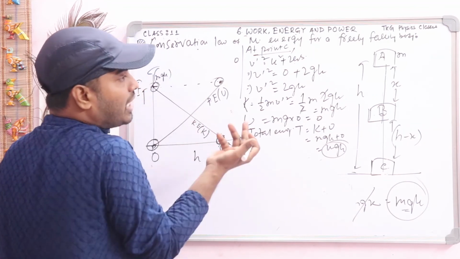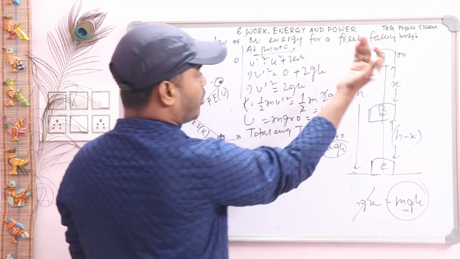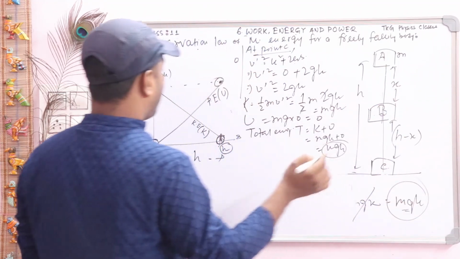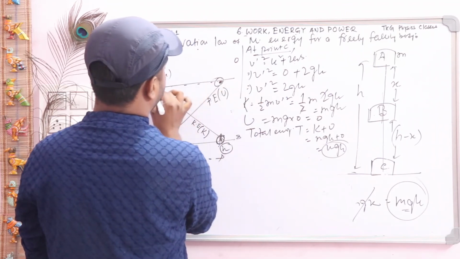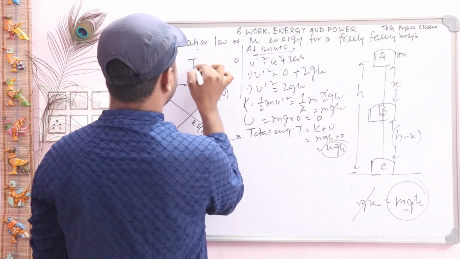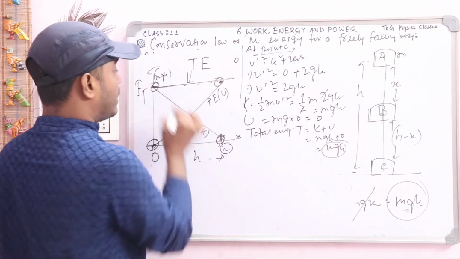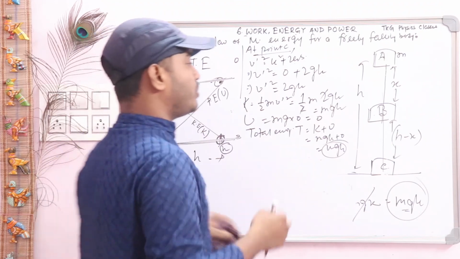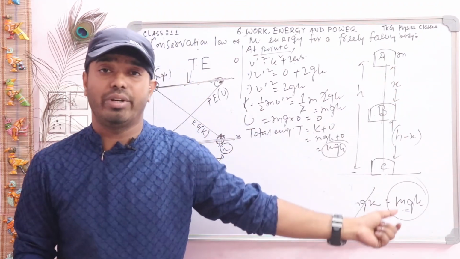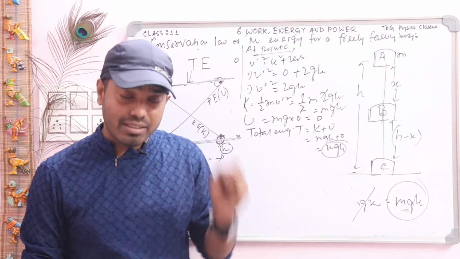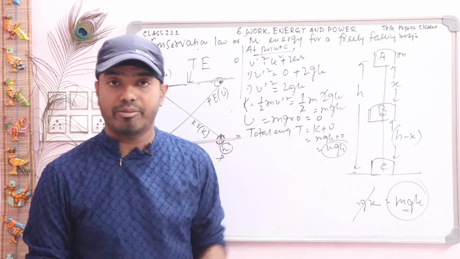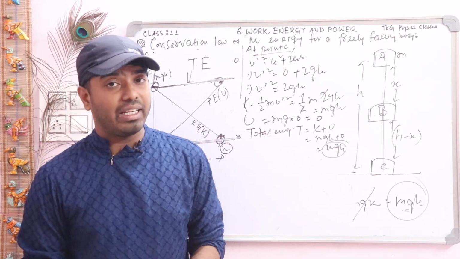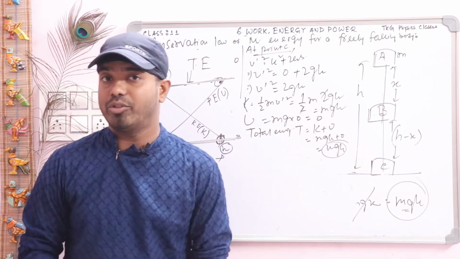And what is the graph for total energy? Total energy at point A, at point B, at point C, at every point is mgh. So always the total energy is mgh. So this is the total energy graph. And the total energy graph is parallel to the height axis, because at every position of the body, the total energy remains constant. This is the theory which I proved here. So this is all about the proof of conservation of mechanical energy for a freely falling body.